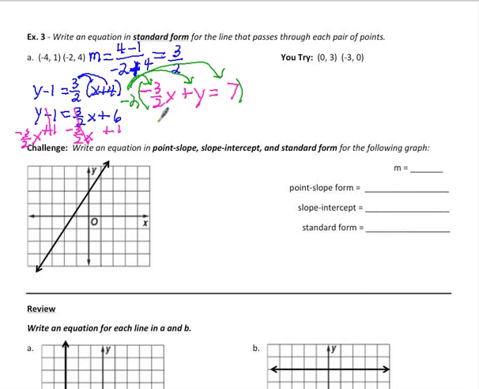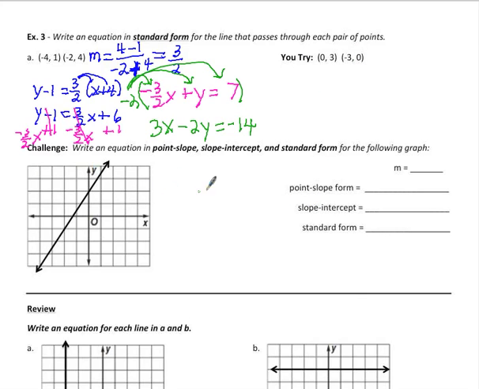So this will now become 3. So I get 3x and then minus 2y because -2 times y gives me minus 2y equals -14. And then now this is in standard form. 3 is an integer. It is bigger than or equal to 0. And a and b are both not 0. I have a number for each of those. So now you have a you try over here.